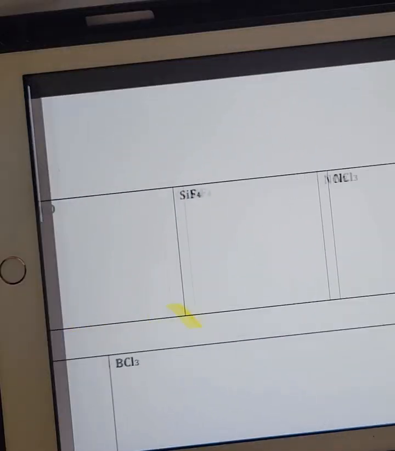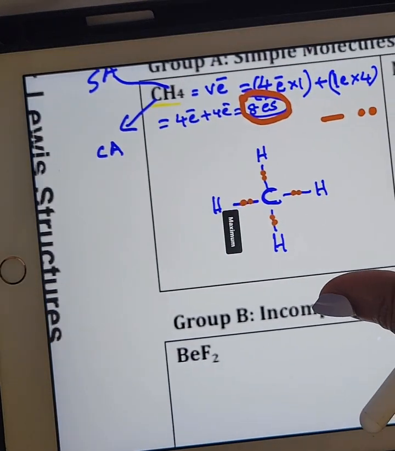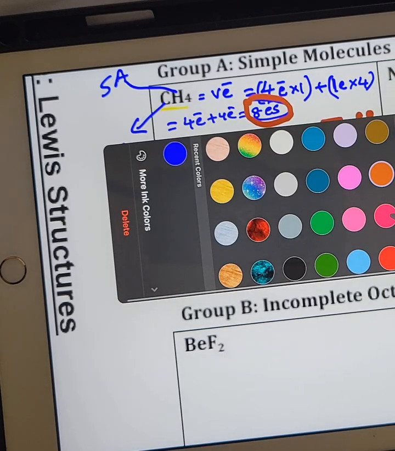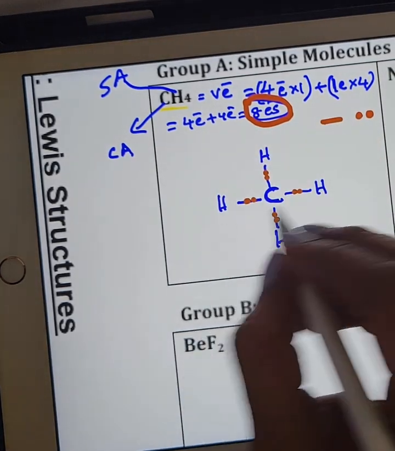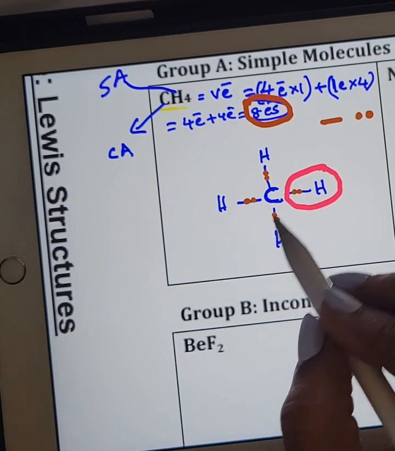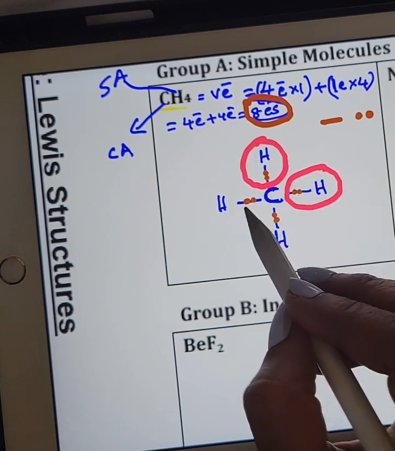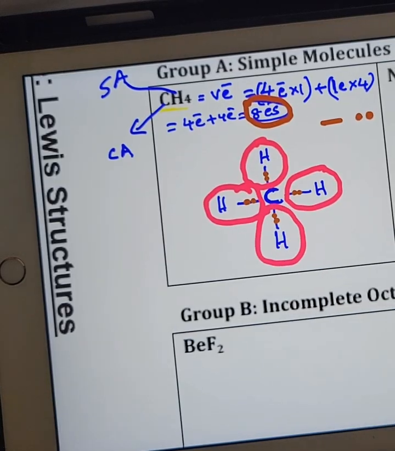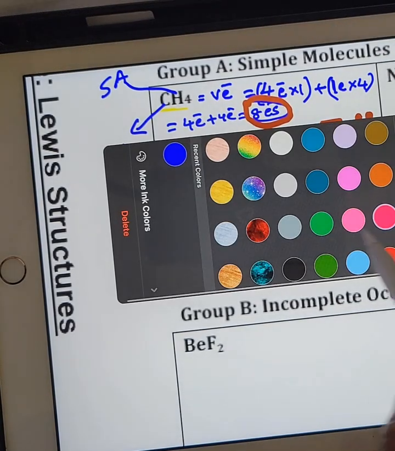Okay, yes. So that means your structure is correct, and check whether both atoms are happy. That is the final thing you have to do. Okay, so I'm going to get another color. So see, hydrogen always needs 2 electrons. So this hydrogen has 2, this hydrogen has 2, this hydrogen has 2, this hydrogen has 2. They are happy. Now look at carbon.